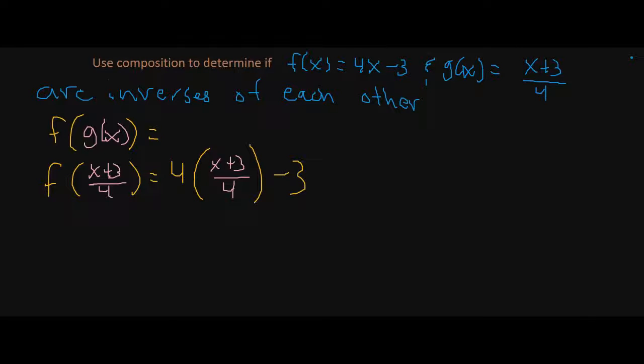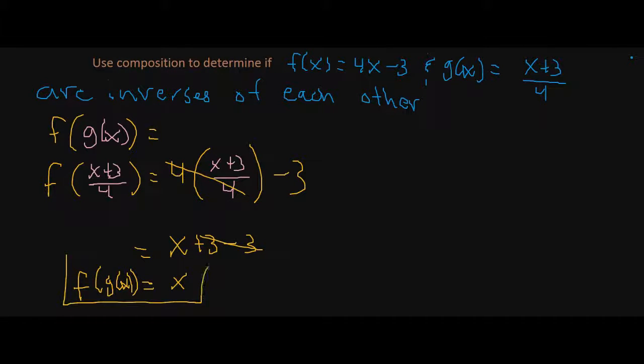Let's see what we get. Well, what's 4 divided by 4? 4 divided by 4 is just 1, so we get x plus 3 minus 3. What's 3 minus 3? That's just 0, so we get x. So finally, we can conclude f of g of x is equal to x.